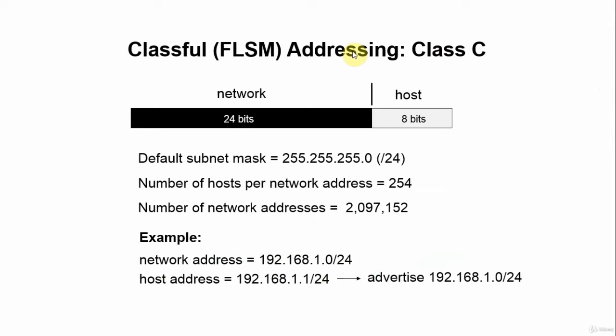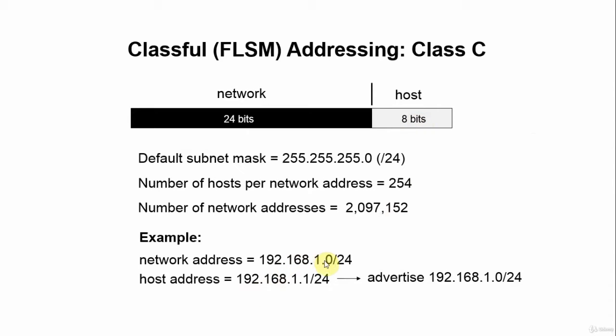So to start with, classful is Class C addressing. This is an example here of a Class C address. There's the subnet mask of 24 bits and host bits of 8 bits. With 24 bits assigned to the network, that gives you almost 2 million different network addresses, because it's 2 to the power of 24. And the hosts per network address is 254. That's the maximum number of hosts you'll get from the 8 bits, based on binary math.